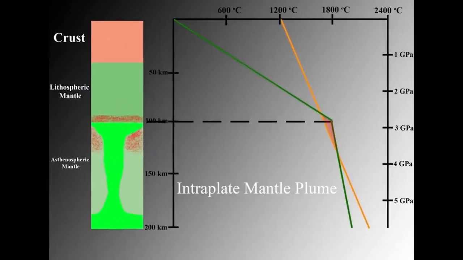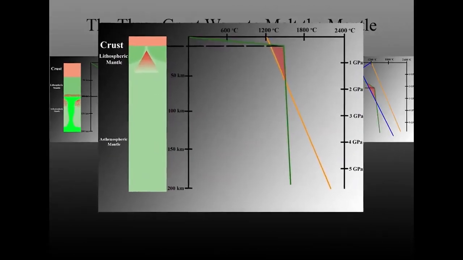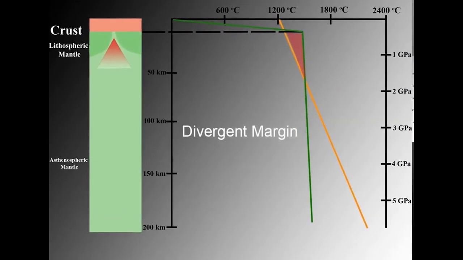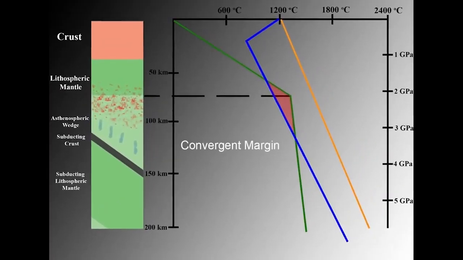Rising mantle plumes heat the mantle, causing the geotherm to cross the solidus. Divergent plate margins allow the asthenospheric mantle to rise to unusually shallow depths, decreasing pressure on the mantle and causing the adiabatic geotherm to cross the solidus. Convergent plate margins introduce water, thus replacing the regular solidus with a wet solidus that naturally crosses the geotherm.